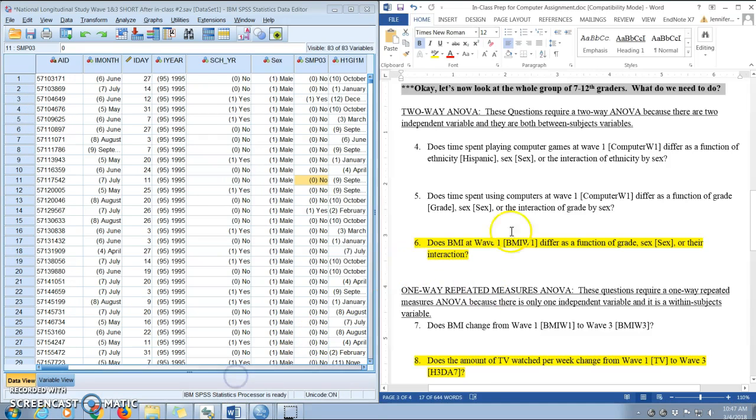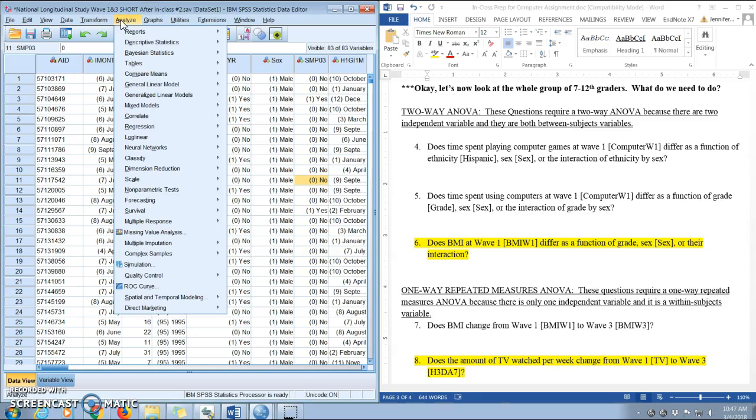Okay, so let's look over here and remember what we're asked to do. We're asked to find out if time spent playing computer games at wave 1 differs by Hispanic or sex. So when we come back over here, we're going to go to Analyze. Now, I want you to notice if I went to the one-way ANOVA, well, it wouldn't make sense, right? I know it's a two-way ANOVA. It's not going to give me a place to put in a second independent variable. So now what I need to do is actually go to General Linear Model, and I choose Univariate. And it's univariate because we have a single dependent variable. That's what that means, a single dependent variable.